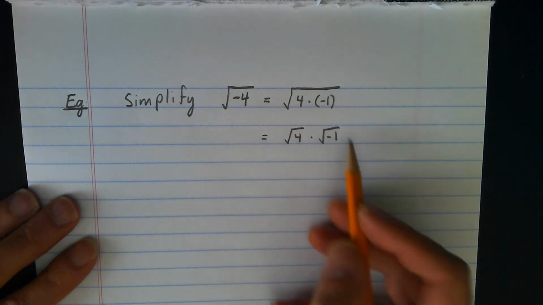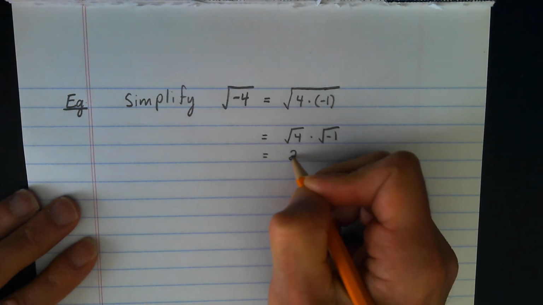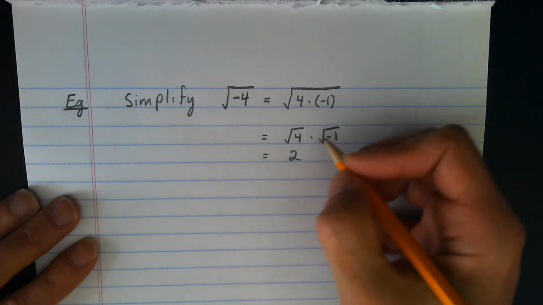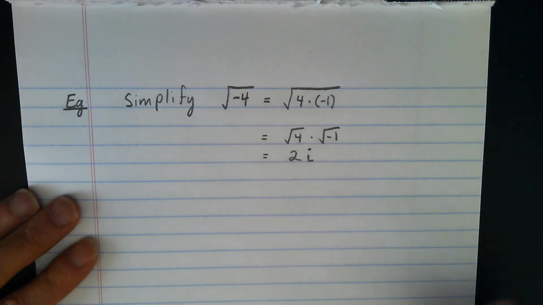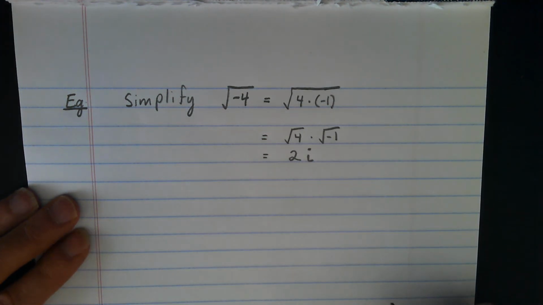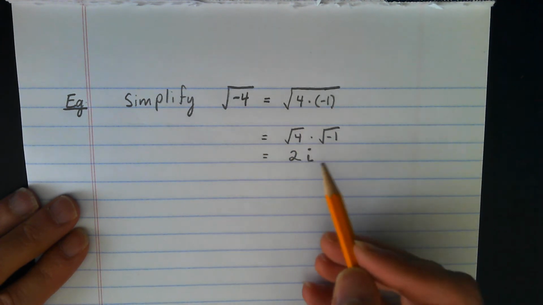And then from here, the square root of 4 is just 2. And the square root of minus 1 is i. So we're just left with 2i. And that's our answer. And so the moral of the story here is, if you ever see a negative on the inside, it means that you're going to have an i.